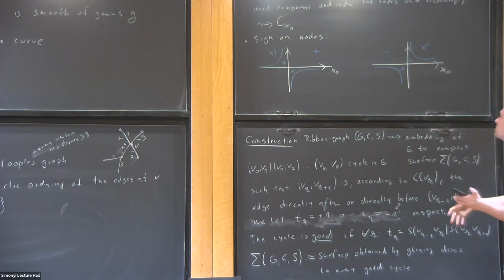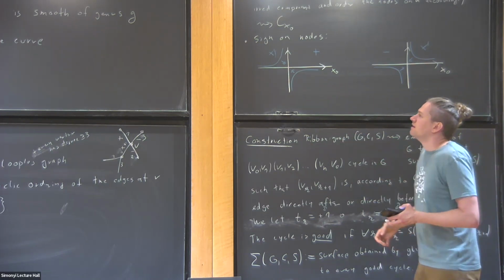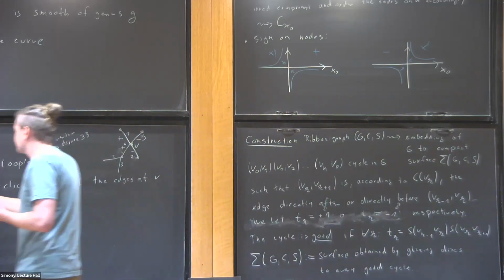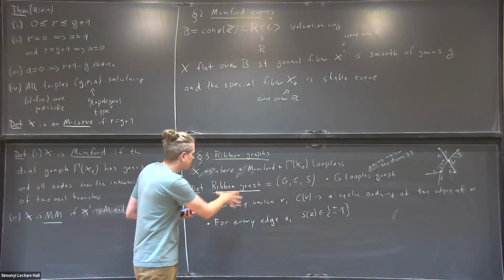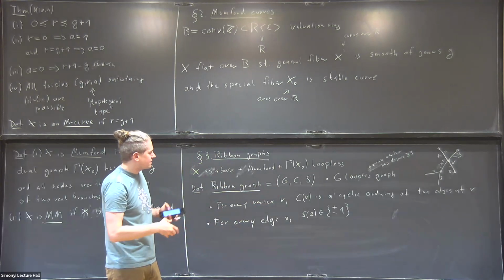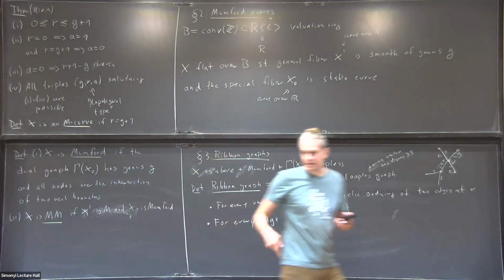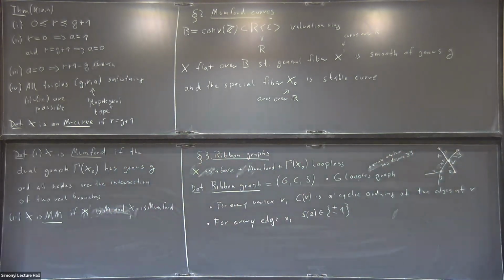No, so one can define an equivalence relation on ribbon graphs defined like this, and this is exactly the operation which makes it. It's reversing all these cyclic orderings and changing the signs.